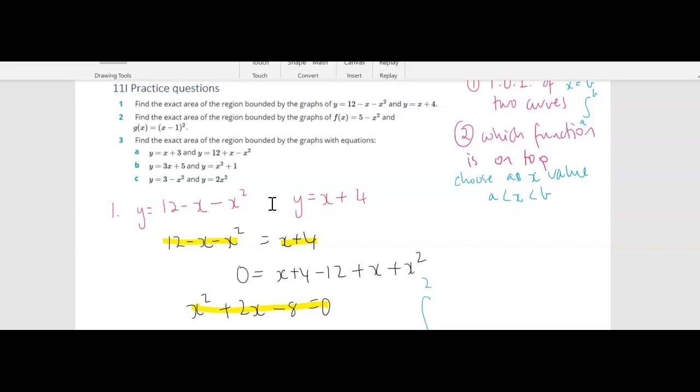Well, we've got parabola. Might do C, because I always did make the last one the hardest. So we've got y equals 3 minus x squared and y equals 2x squared. So I can already see which one is going to be on the top and which one's on the bottom.